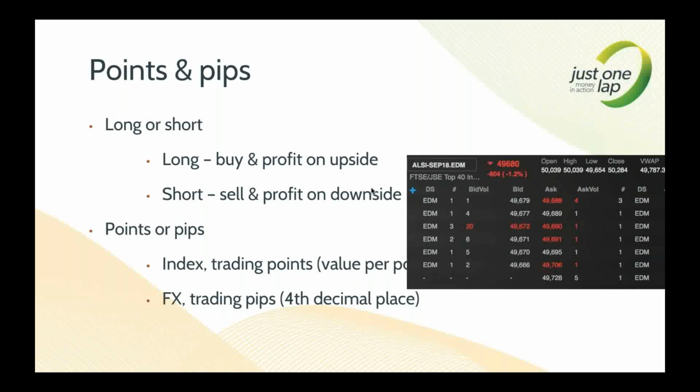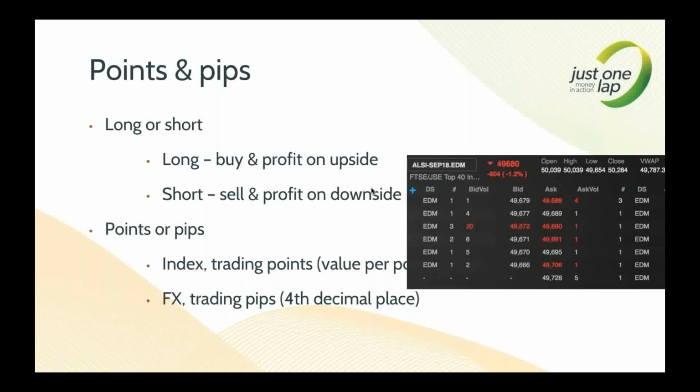You can see on the right there is a screen grab from the near-dated Aussie futures contract, where we're looking at points. So the bid and the ask is 49,679 and 49,688. What's important, that's not the price that we're going to be paying, but that's the price which we will reference our trade entry and ultimately when we get out our trade exit.